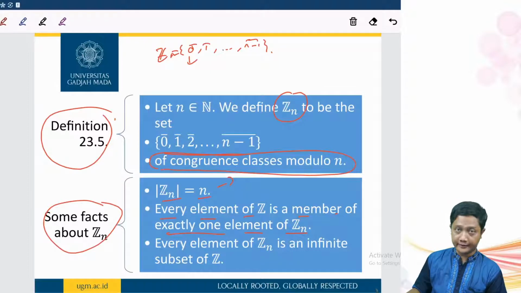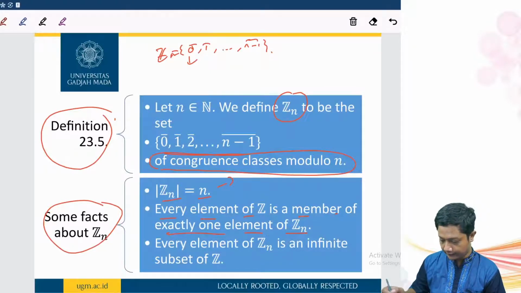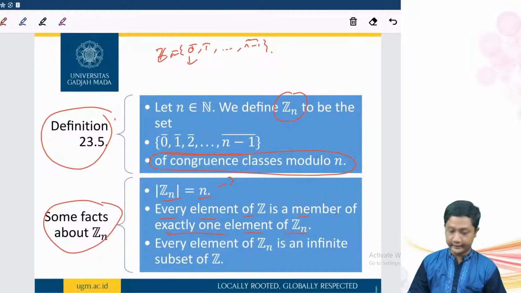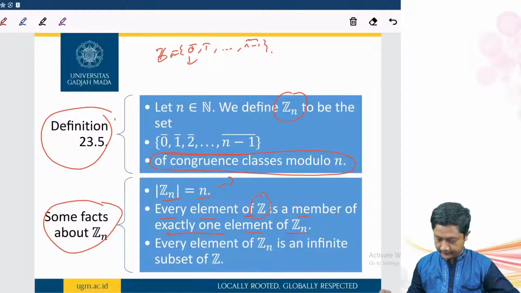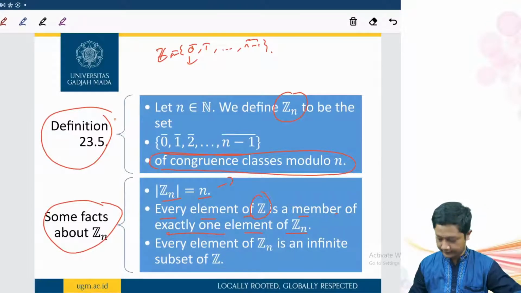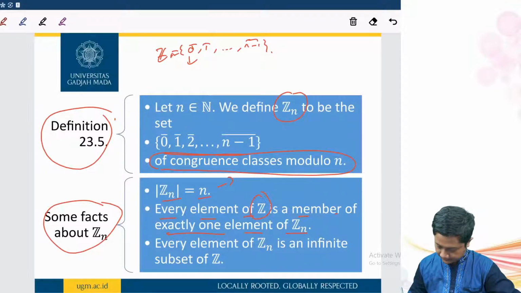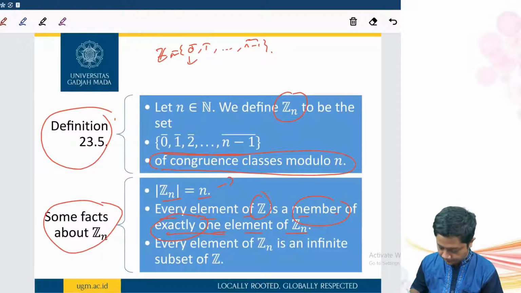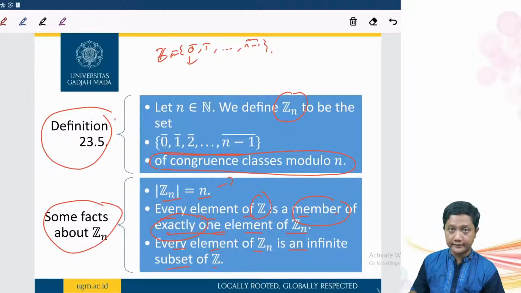Why? Because remember again, when you have an equivalence relation, then you will get a partition. That's why every integer will belong to one partition. That's why it's a member of exactly one. And every element of Zn is an infinite subset of Z.